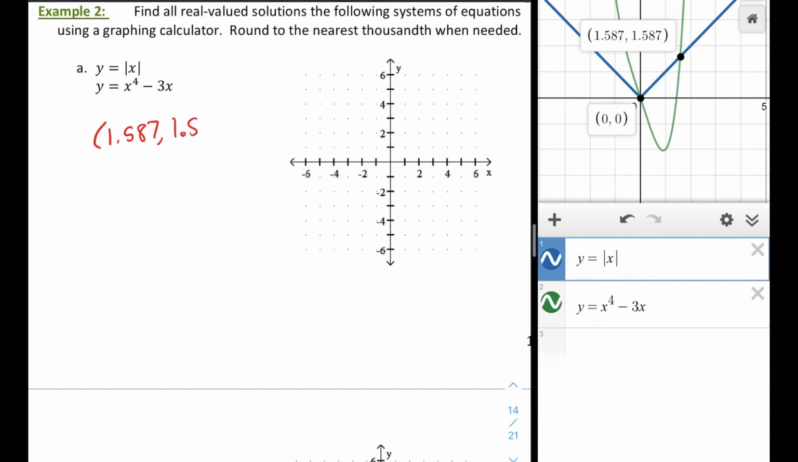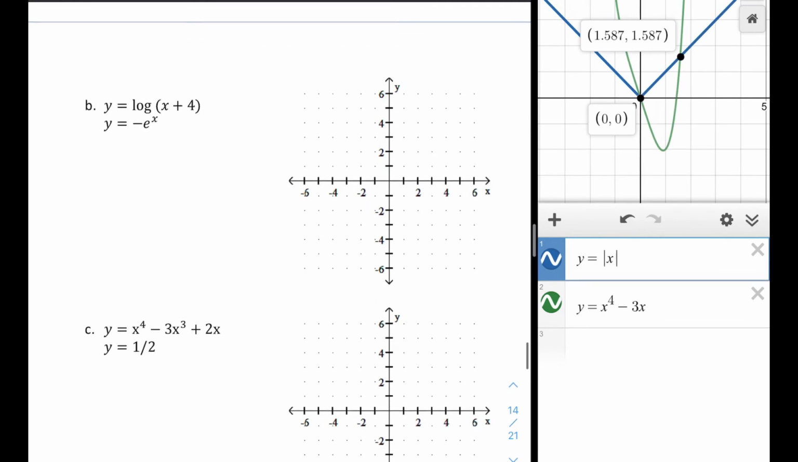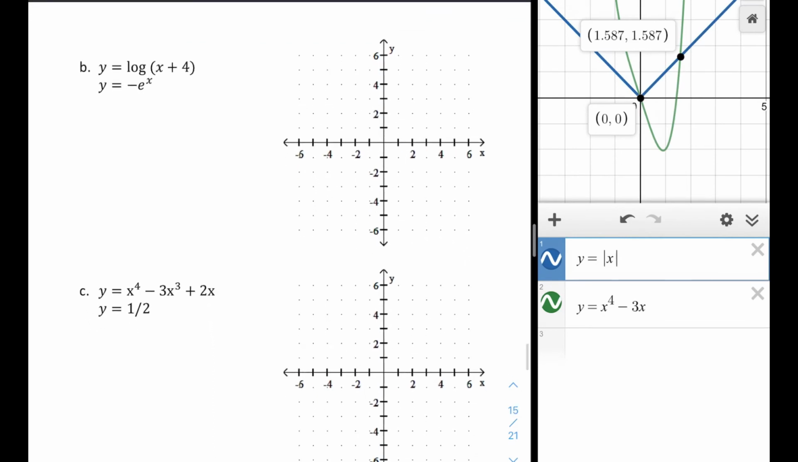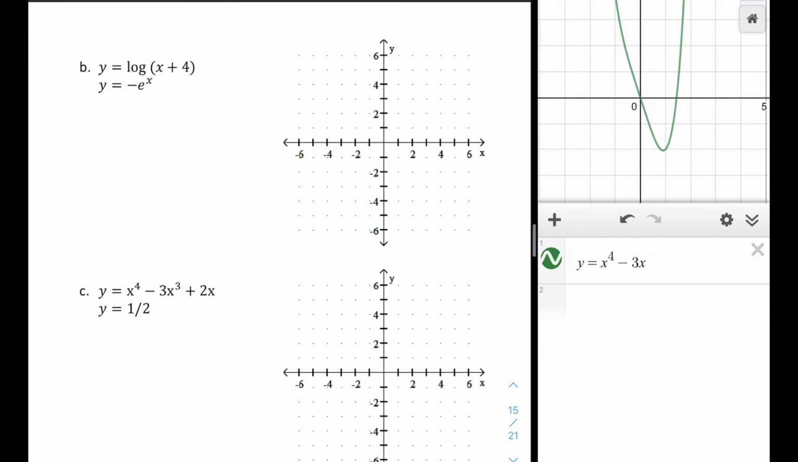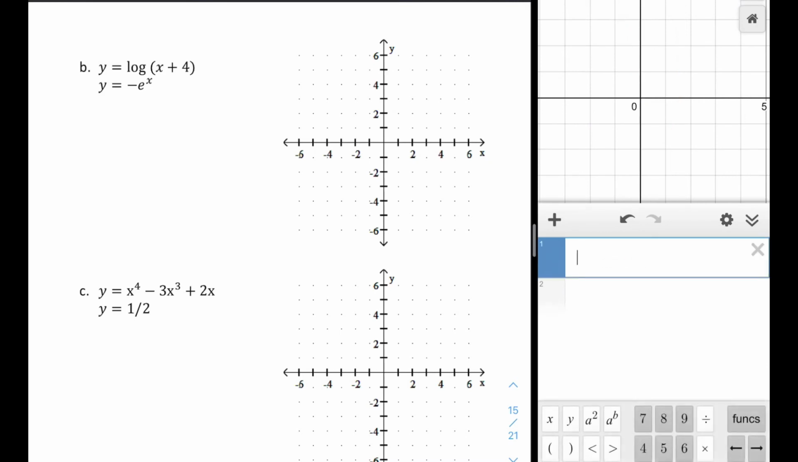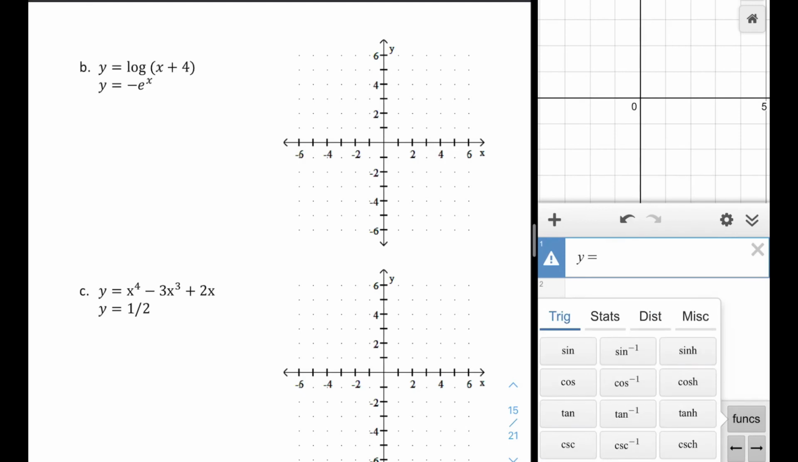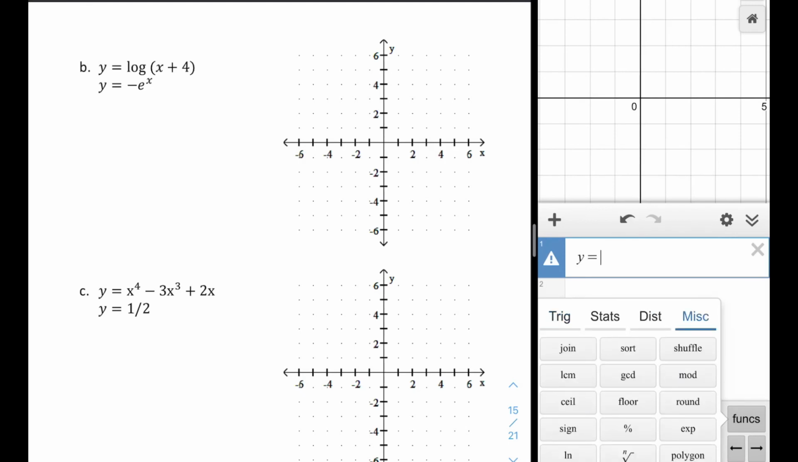One thing to be careful of is make sure you have zoomed out and looked at all of the possible points where your system intersects at. Don't miss any. If you go to B, it's got a log function and an exponential function. So I'm going to delete those out here and type in my new ones. The logarithmic function is in the functions menu under miscellaneous.